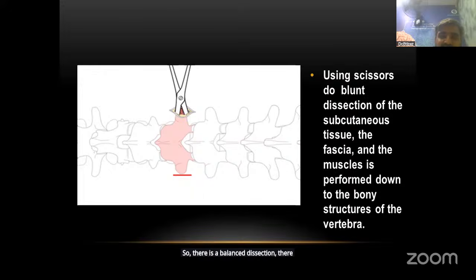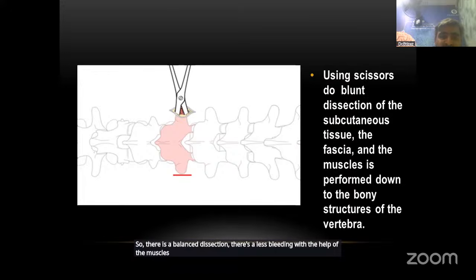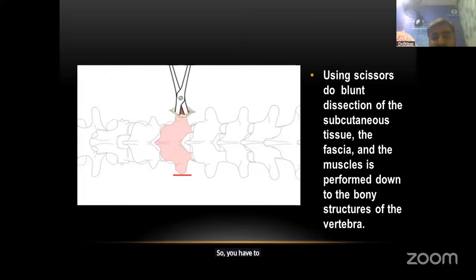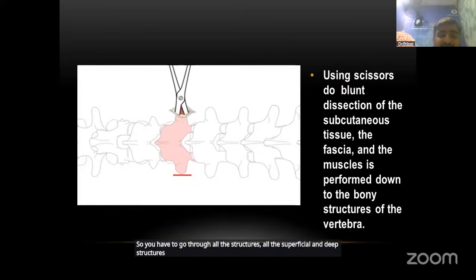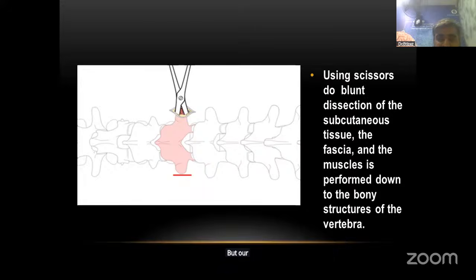There is less bleeding with the help of the muscles when cut longitudinally along their lines. You have to go through all the superficial and deep structures, which will be bluntly dissected with the help of scissors, at all six points. If we are doing 3 levels, 2 levels, or 4 levels, it is up to you, but all levels will be dissected equally.